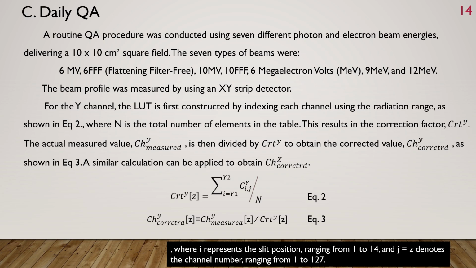Daily QA. A routine QA procedure was conducted using 7 different photon and electron beam energies, each delivering a 10 by 10 cm square field. We measure the beam profile using the XY strip detector. For the Y channel, the LUT is constructed by indexing each channel based on the radiation range, as shown in equation 2. Here, n is the total number of elements in the table, and it gives the correction factor CRT. To obtain the corrected value, we divided the actual measured channel value by the correction factor, as shown in equation 3. A similar approach is used for the X channel.